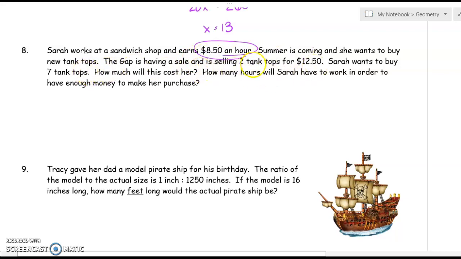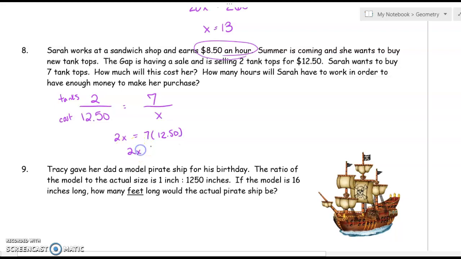Right now it's 2 tank tops for $12.50. All right, so 2 tank tops for $12.50. Tanks, and then the cost is at the bottom. And this person, Sarah, wants to buy 7 tank tops. Since tanks is on the top, we'll put 7 on the top. And how much it's going to cost her, we don't know. So I'm going to put an x. We're going to cross multiply to figure out how much this is going to cost her. So 2x equals 7 times $12.50.